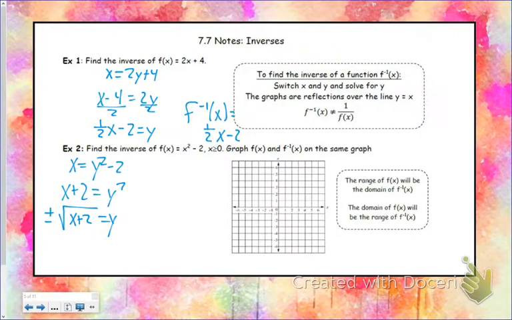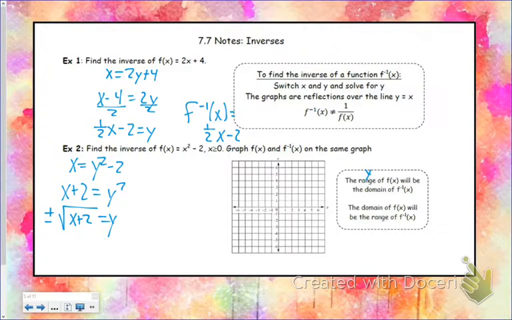Now if you were to graph this, you'd be graphing the positive square root and the negative square root. But that wouldn't be a function because it doesn't pass the vertical line test. So what we have to do is look at our original problem. Our original problem said that x had to be greater than or equal to 0. If we're switching x and y, then these statements are going to be really important for us. So the range of the original function is the domain of the inverse, and it works the opposite way. The domain of the original is the range of the inverse, because we're switching x's and y's.